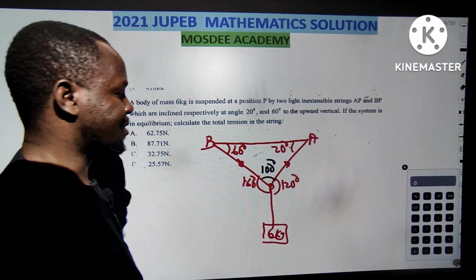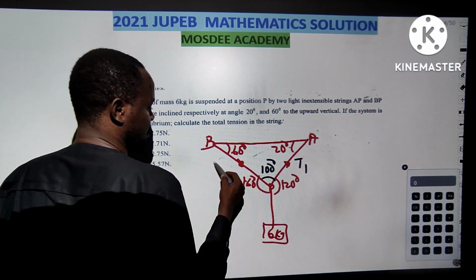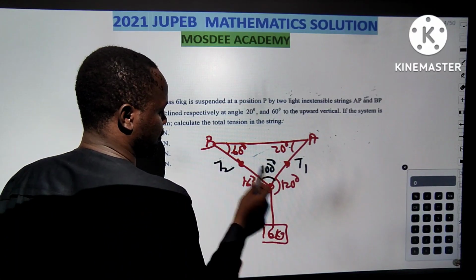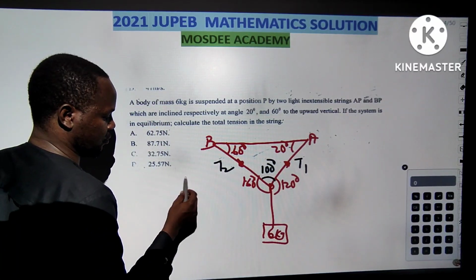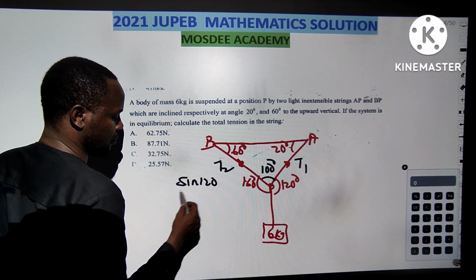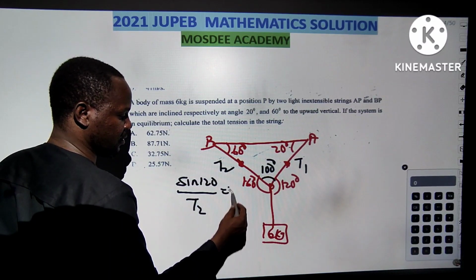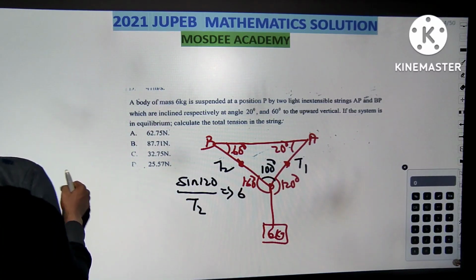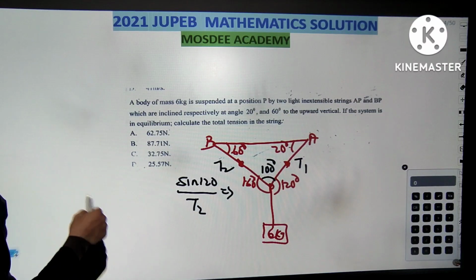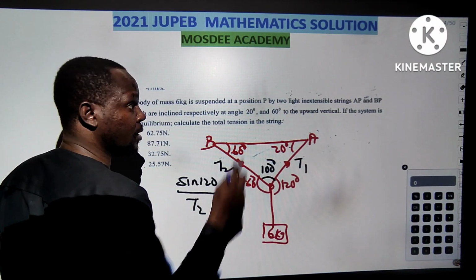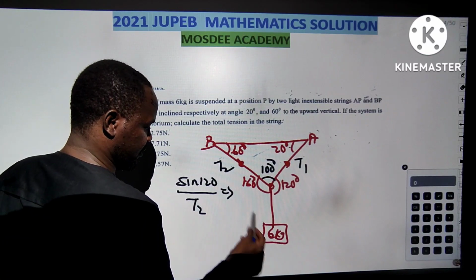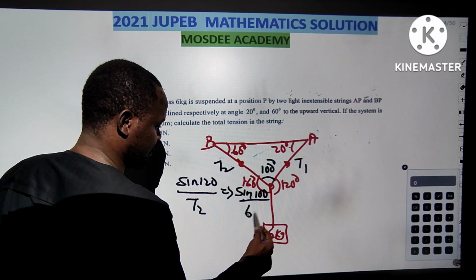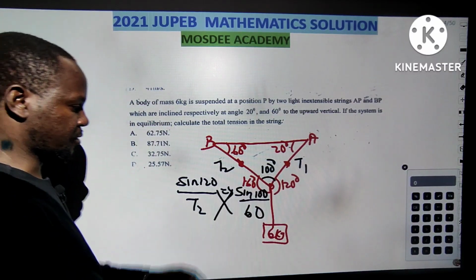Now it's like a complete triangle that you can get T1, T2 from. It depends on what you want to use to get the answer. So if you are using T2, you say T2 over sine 120 is equal to the weight, which will be 60 if I convert to weight, over sine 100. Here, you're going to get your answer for T2. I hope students know that this is physics. I will not be doing the next 50 physics questions, because of time.